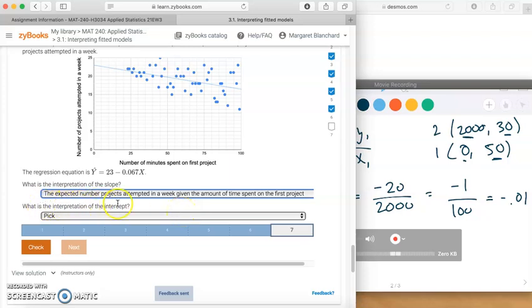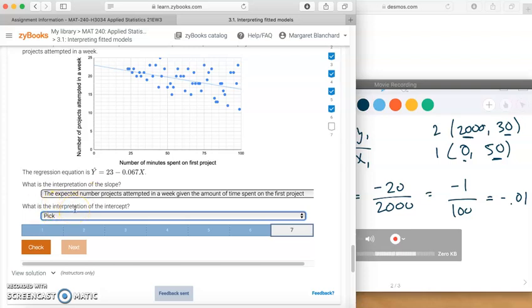What is the interpretation of the intercept? The intercept, again, sorry, just to reiterate, the slope even gives us a little bit more than just that expected number. It actually talks more about the change too. So for every increase in x unit, so for every additional minute spent on that first project, this is the amount of fewer projects we expect, that decrease, right? So like if we go from 25 to 26 minutes on that first project, we expect 0.067 fewer projects to get done that week.